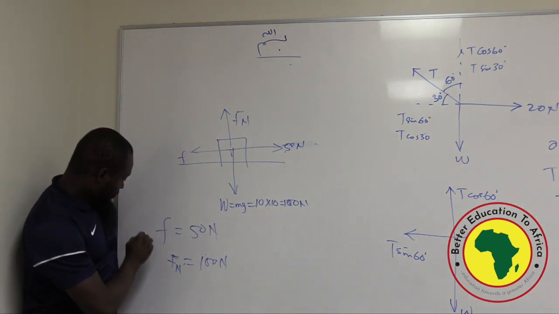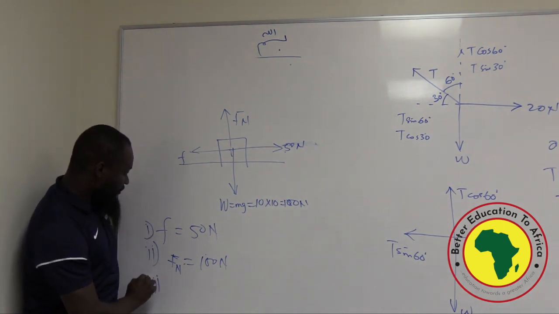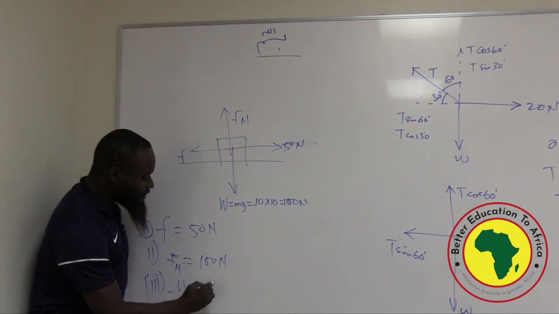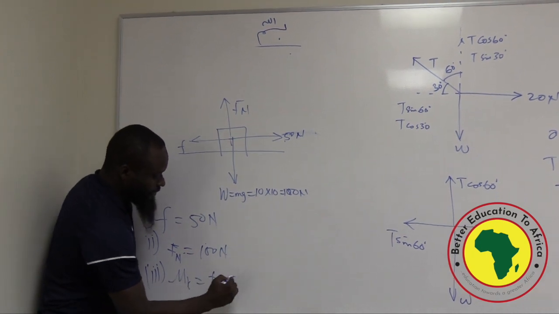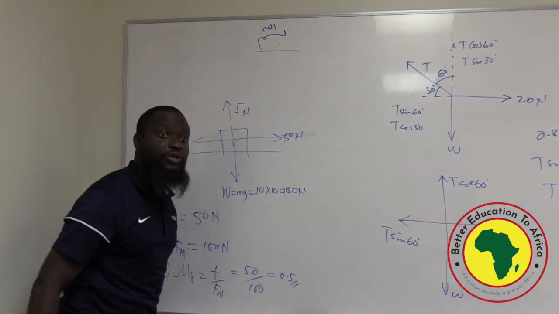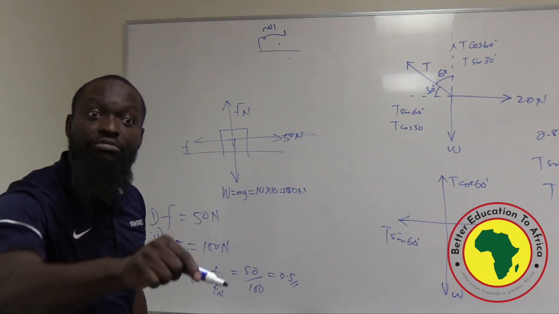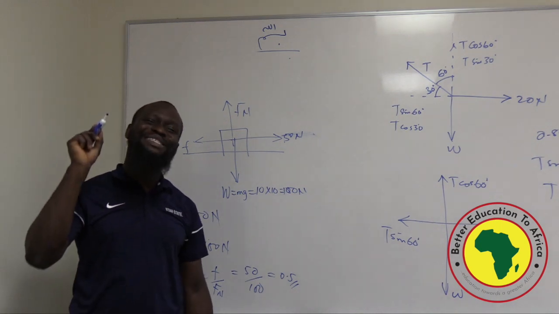So you've gotten the first and second answer. So what is the coefficient of friction? Mu K is frictional force over normal force. 50 over 100, 0.5. So you see, you don't even need to draw. Just by looking at the problem, you've known. That is the promised land I'm taking you to.